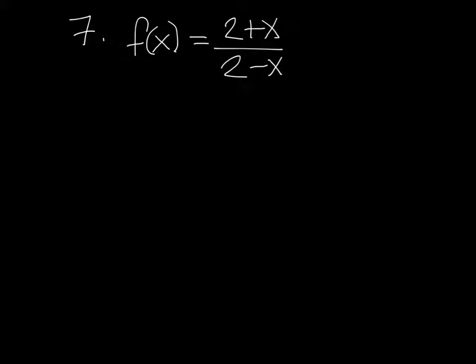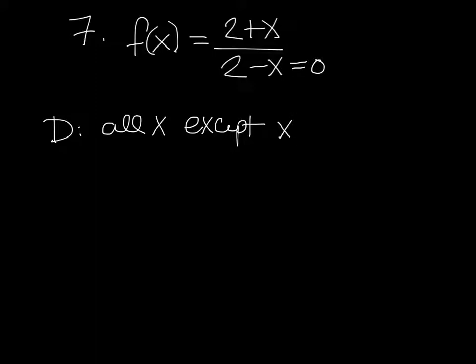So for number 7, we're supposed to find the domain of the function and then identify any horizontal and vertical asymptotes. So first off, our domain is going to be all x except, and if we take the bottom and set it equal to 0, it'll be x equals 2. Okay, well that helps me because my vertical asymptote I now know will be at 2, because it can't be in my domain, it will be my vertical asymptote. So those two should match up. Your domain and your vertical asymptote should match up.